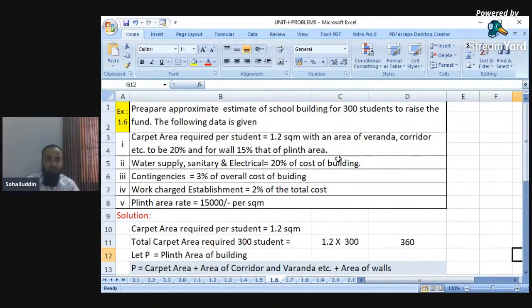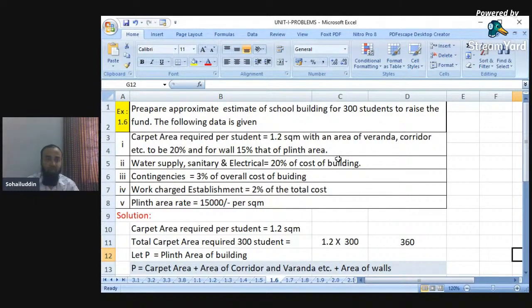So prepare an approximate estimate of a school building for 300 students. This problem has already been covered, but if some of the students have not attended it, I am repeating it in 1 to 2 minutes, and after that we will solve some more problems on estimating and costing. So prepare an approximate estimate of a school building for 300 students to raise the fund. The following data is given.